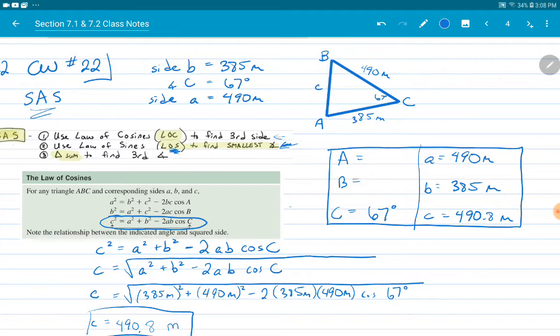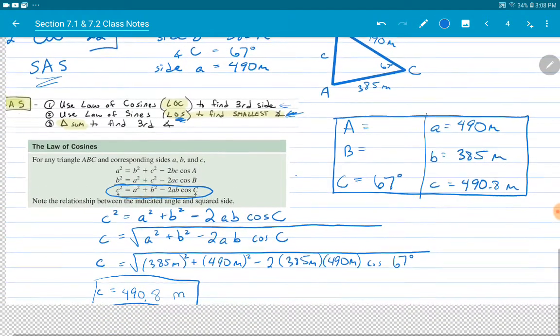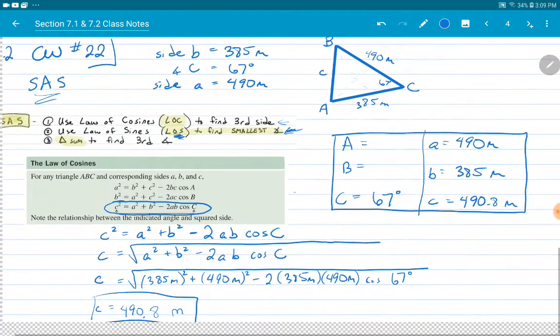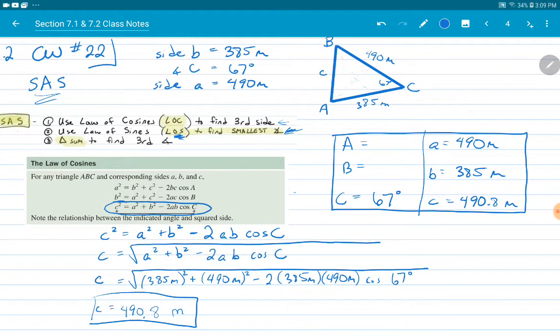So on step 2, Law of Sines, I'm going to use the smallest angle, because the smallest angle I know will not be obtuse. All right, so what angle is smaller here? Well, let's see. A is across from 490. B is across from 385. 385 is smaller, so angle B is smaller. So I will use Law of Sines to solve for angle B.